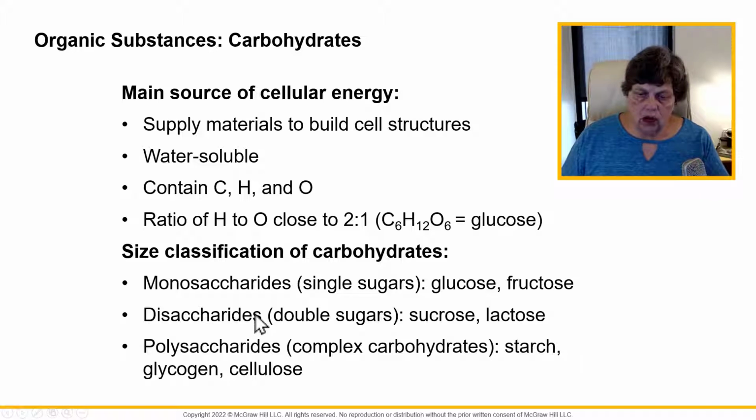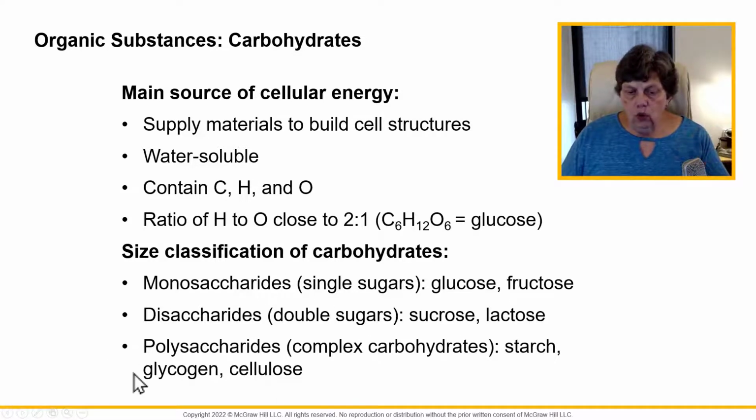Now we have different kinds of carbohydrates. First of all, our basic unit of a carbohydrate is a saccharide. A monosaccharide is a single or simple sugar. It is 1 unit. We'll take a look at it in a second. Examples would be glucose and fructose, fruit sugars. Disaccharides are double sugars. They have 2 of the monosaccharide units. Sucrose, that is table sugar, the table sugar that you use every day. Lactose is the sugar that's in milk.